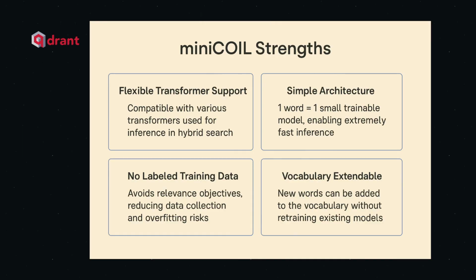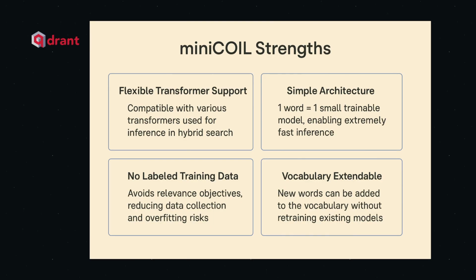So in terms of MiniCoil strengths, these are the things that we're highlighting. First of all, agnostic to the embedding model or transformer. You can use anything that you want. If you have a custom one or one that works specifically well for you, bring it on into Qdrant. Simple architecture. One word, one small trainable model, super fast inference, right? That's what Qdrant's all about, is going fast.